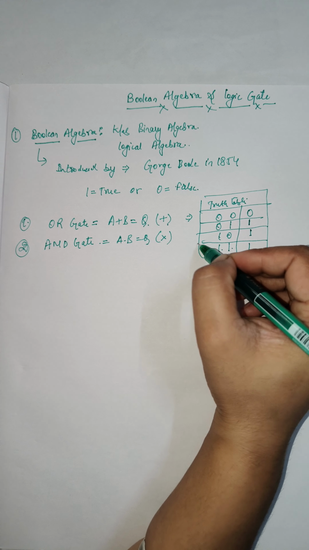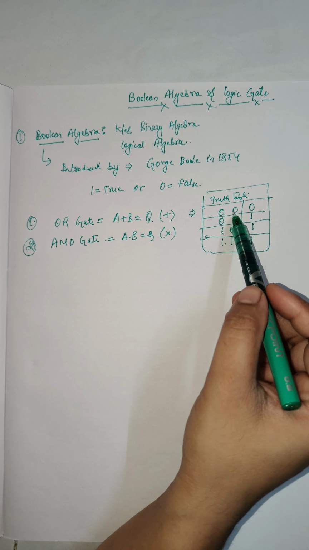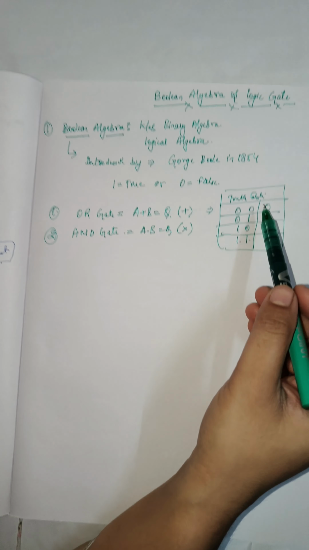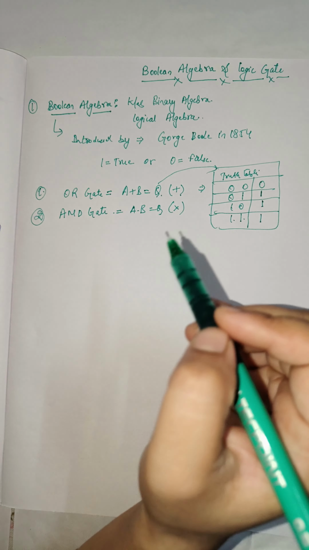Sometimes in competitions, the examiner asks a question like, you have two inputs like 0 0, then what will be the output? Either 0 or 1 is given in the options. So this is the truth table of the OR gate.